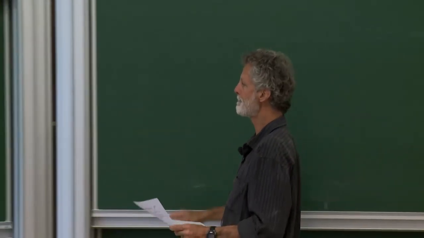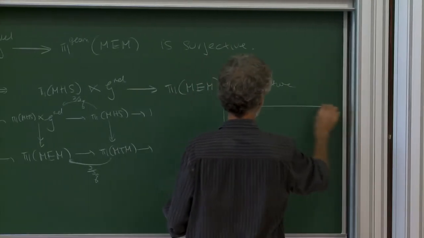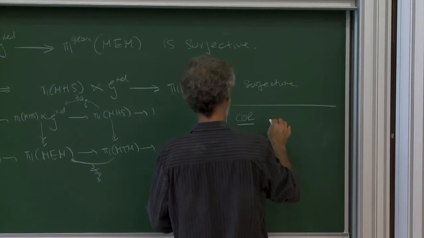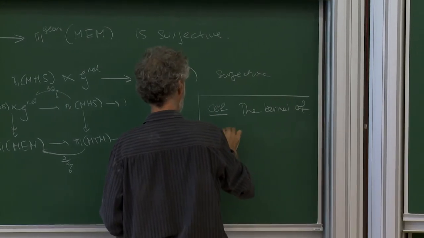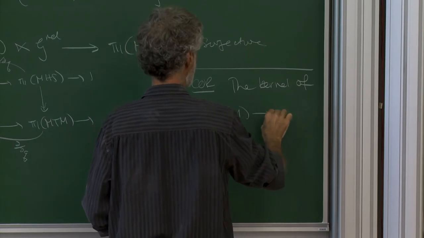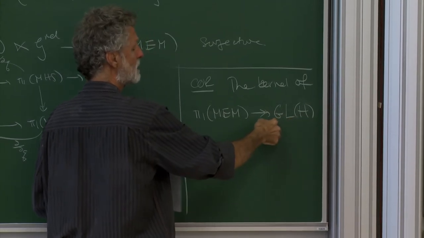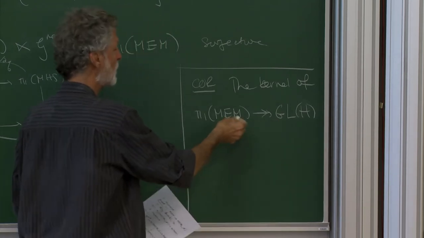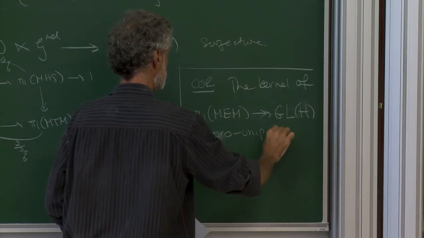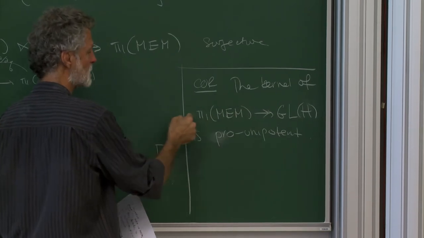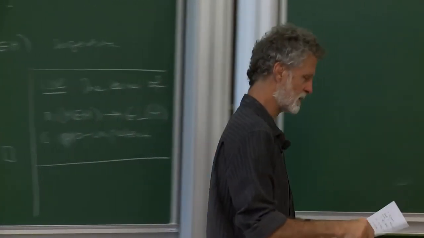So a corollary, I'll just put it over here, is that the kernel of pi 1 MEM, there's a map to GL of H. And remember, this is the fundamental group of the category of semi-simple mixed elliptic motives. So anyway, the statement is this is pro-unipotent. But that should just follow because the kernel is what controls extensions of these, and you can only extend by stuff of lower weight. But anyway, it certainly implies this result.